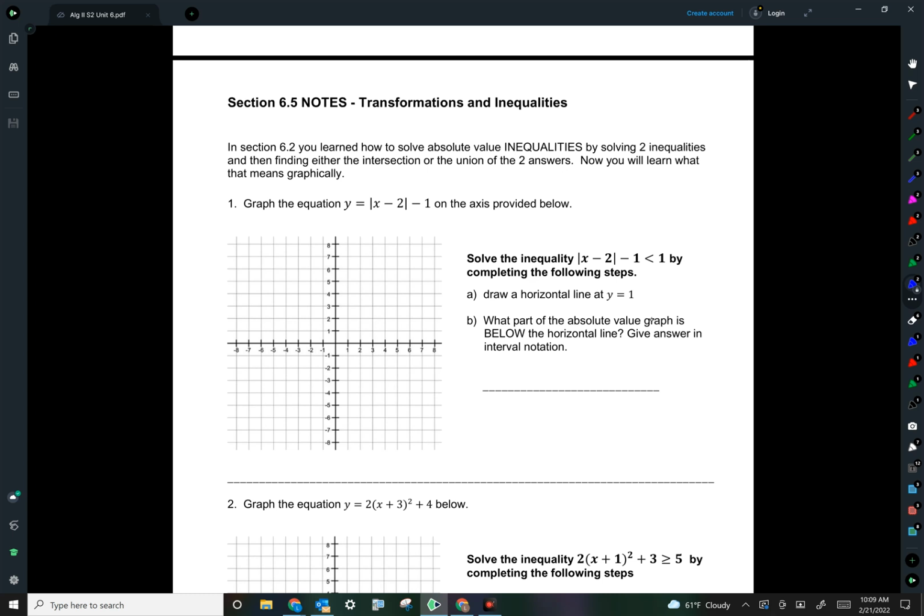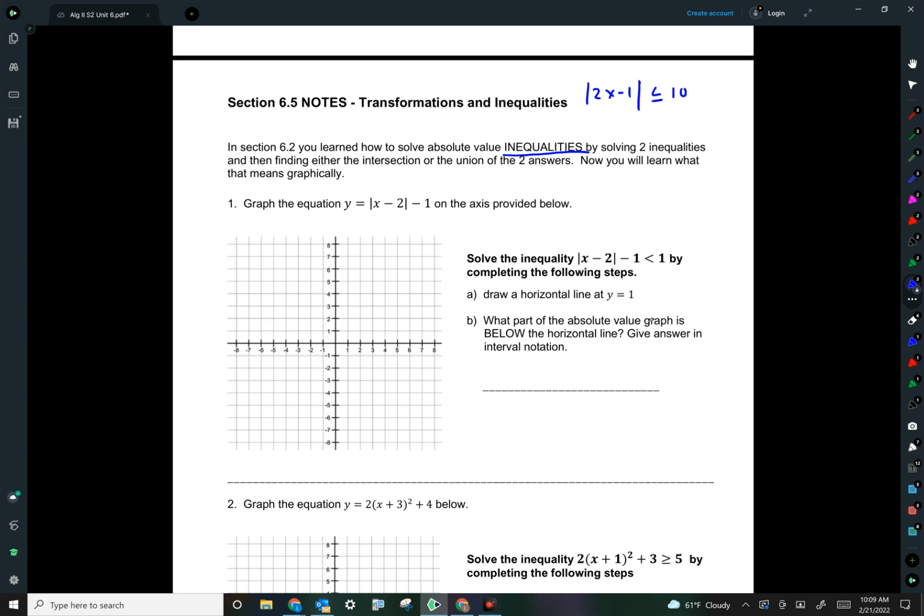So this is section 6.5 in Algebra 2, and we're just going to dive right in. This is the last section of this unit. So you may recall that earlier in this chapter, we learned how to solve inequalities. An example might be absolute value of 2x minus 1 is less than or equal to 10, something like that.